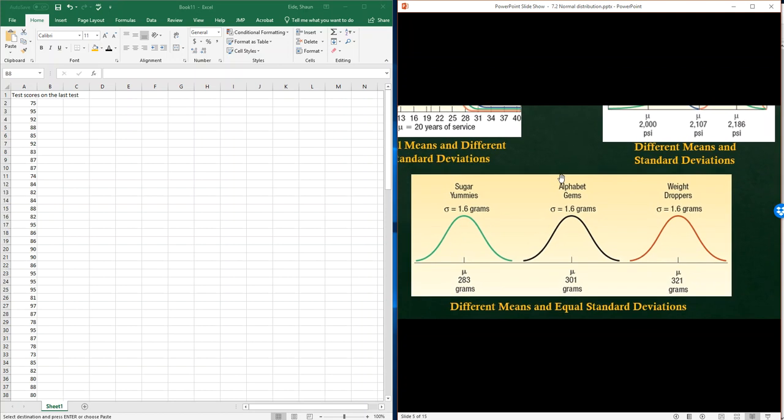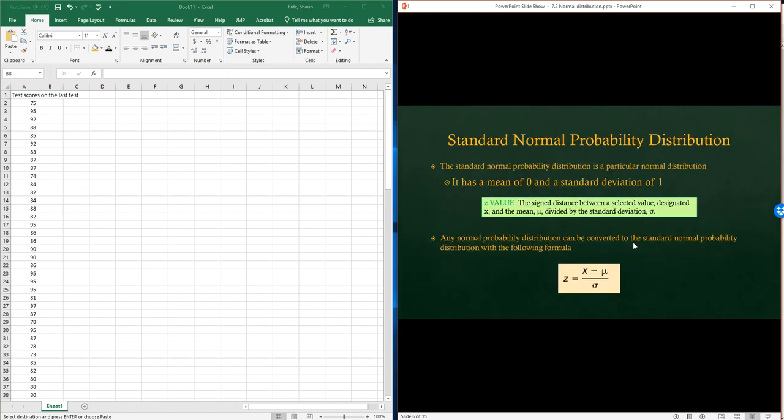And then finally, down here, you have different means but the same standard deviation. You have sugar yummy candies, alphabet gem candies, and weight droppers. The candies have a mean of 283 grams, 301 grams, or 321 grams. So they all have different means, but they all have the exact same standard deviation, meaning that they all more or less look the same. They're just in different locations.